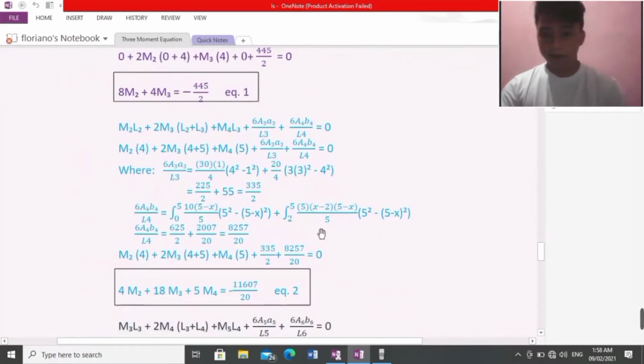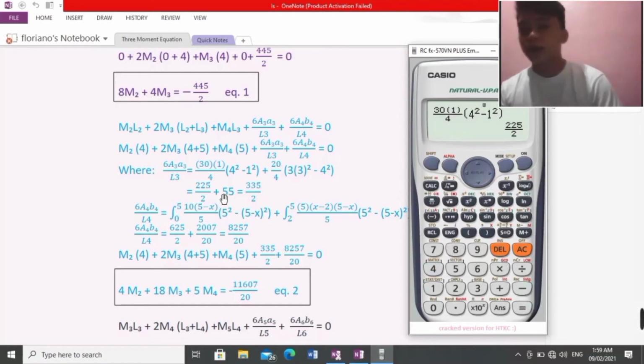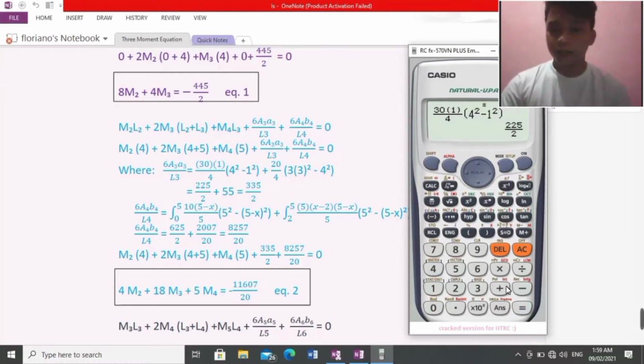So, kapag kinalculator natin siya, so, 30 times 1 all over 4 times 4 squared minus 1 squared equals 225 all over 2. So, tama. So, ito naman isa. So, 20 all over 4 times 3 squared minus 4 squared is equals to 55.